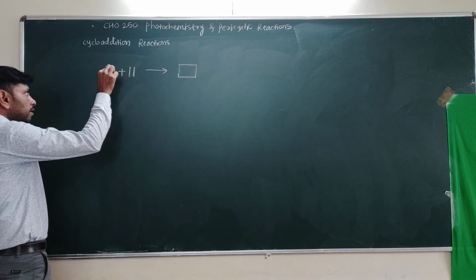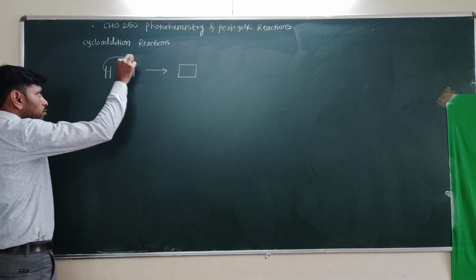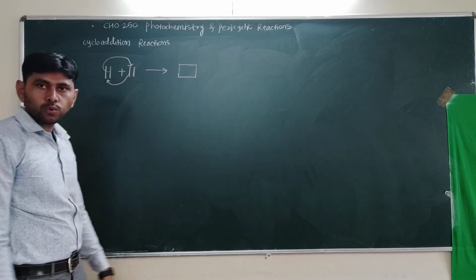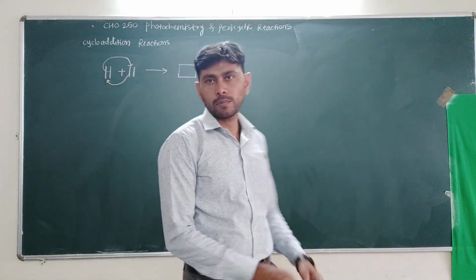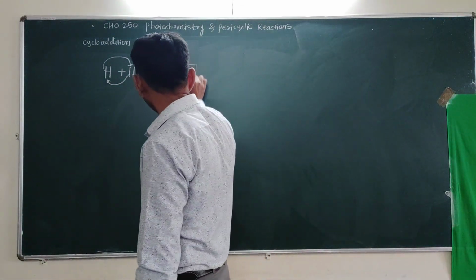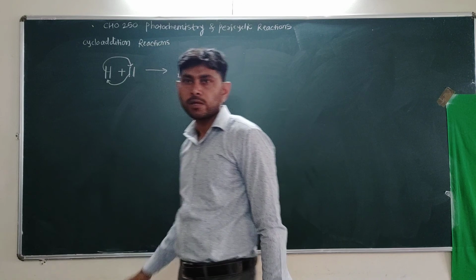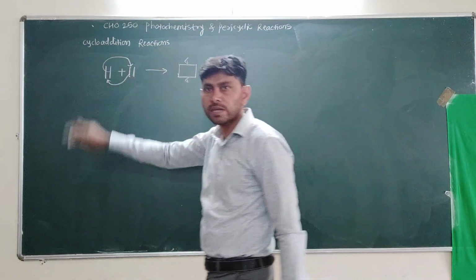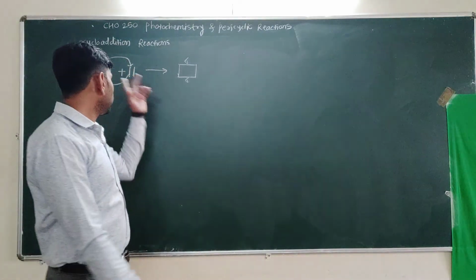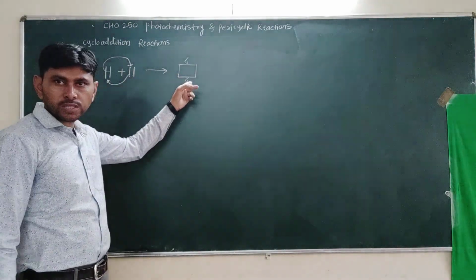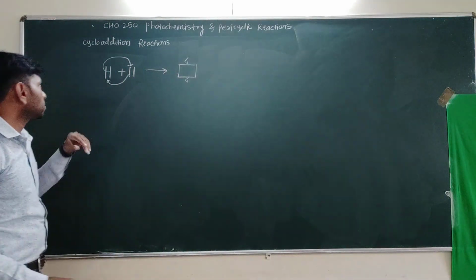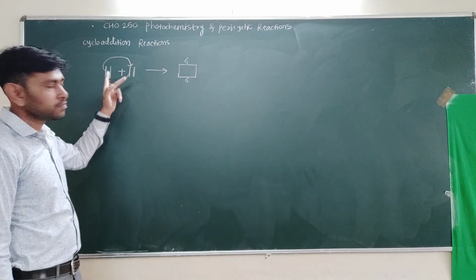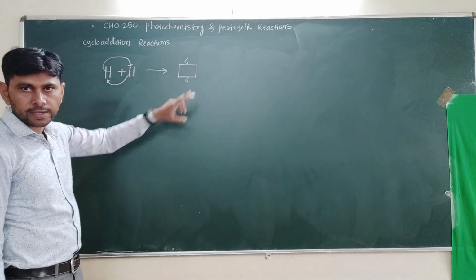So in this, a cyclic shift of electrons is there. This pi electron shifted, and two new sigma bonds are formed. This sigma bond formed new, and this is another sigma bond formed. So two new sigma bonds are formed by the cyclic shift of pi electrons. So 2 pi bonds vanish here and two sigma bonds appear. So this is the cycloaddition reaction in which two or more unsaturated systems react to form a cyclic product.